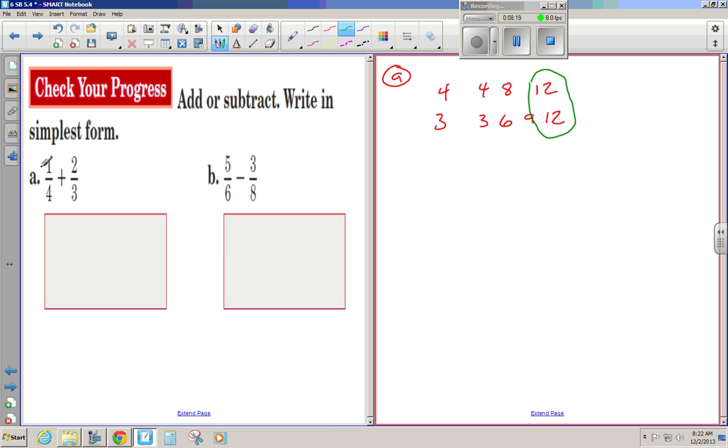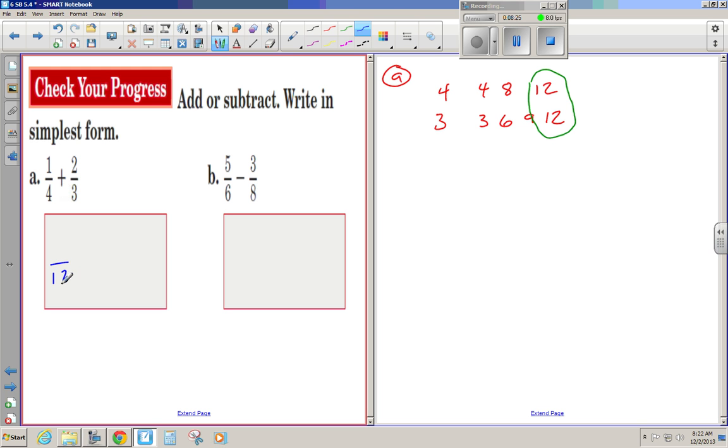So 1/4, you need to make the 4 become a 12 in the denominator, plus the 3 needs to become a 12, and we do that by multiplying 4 times 3, and 3 times 4. So 1/4 becomes 3/12, 2/3 becomes 8/12, and now looking at the numerators, you get 11/12.